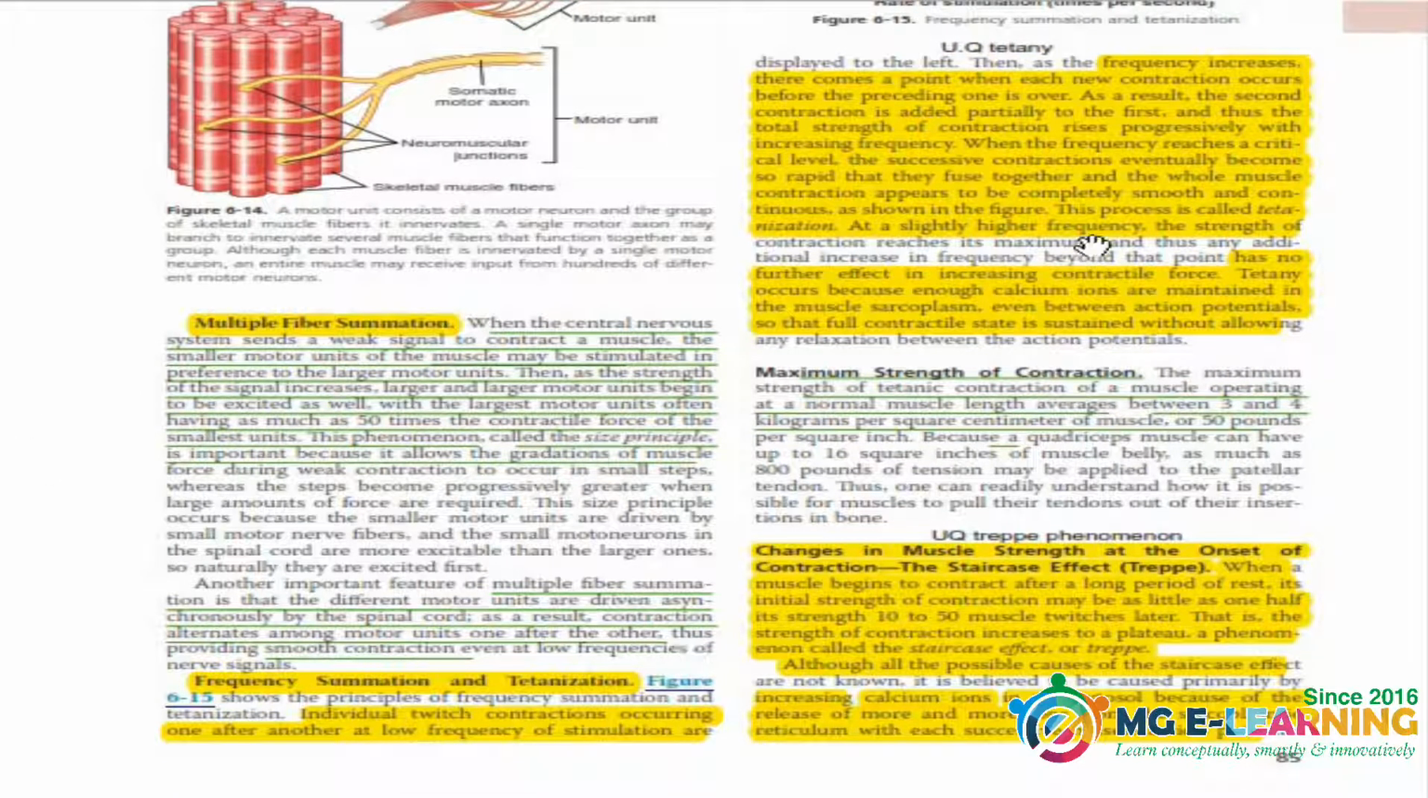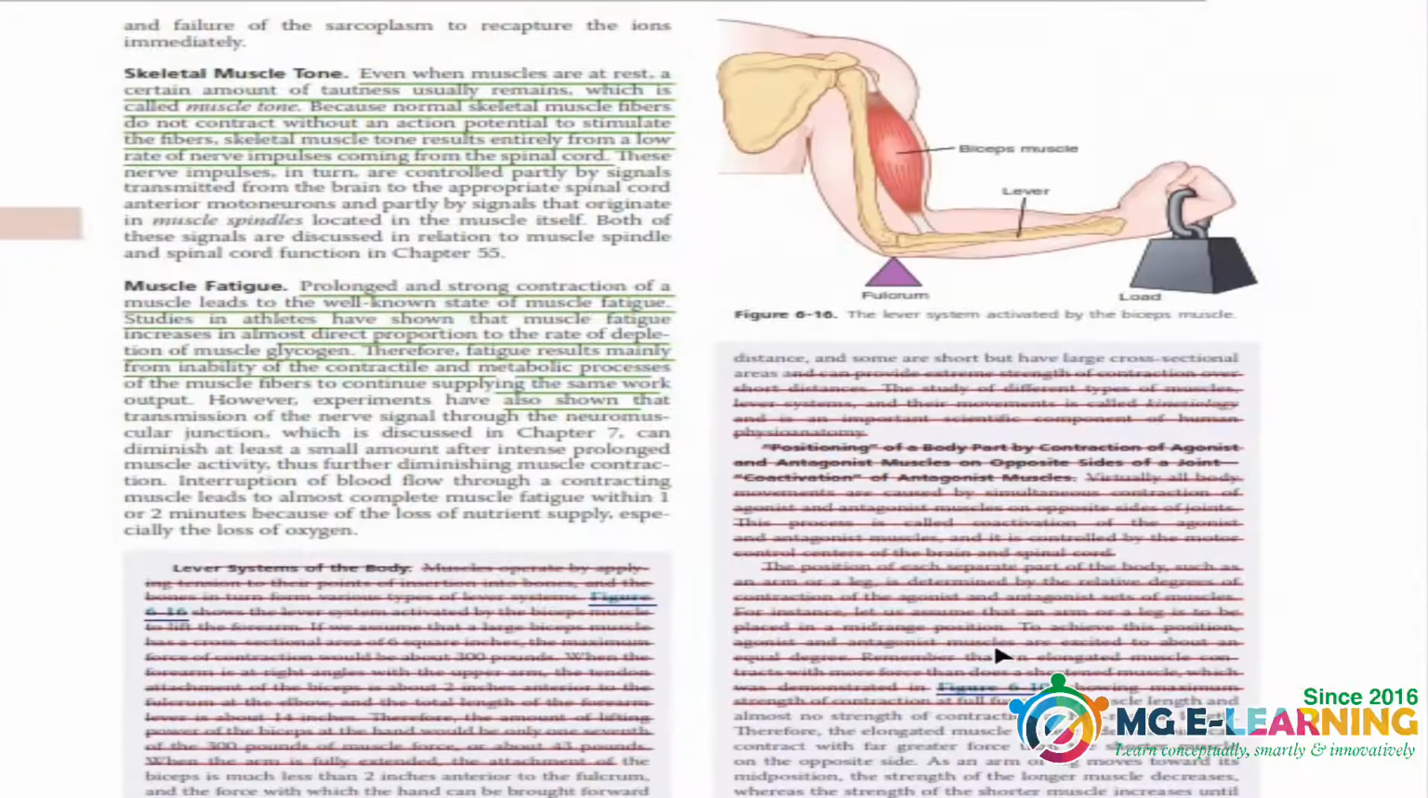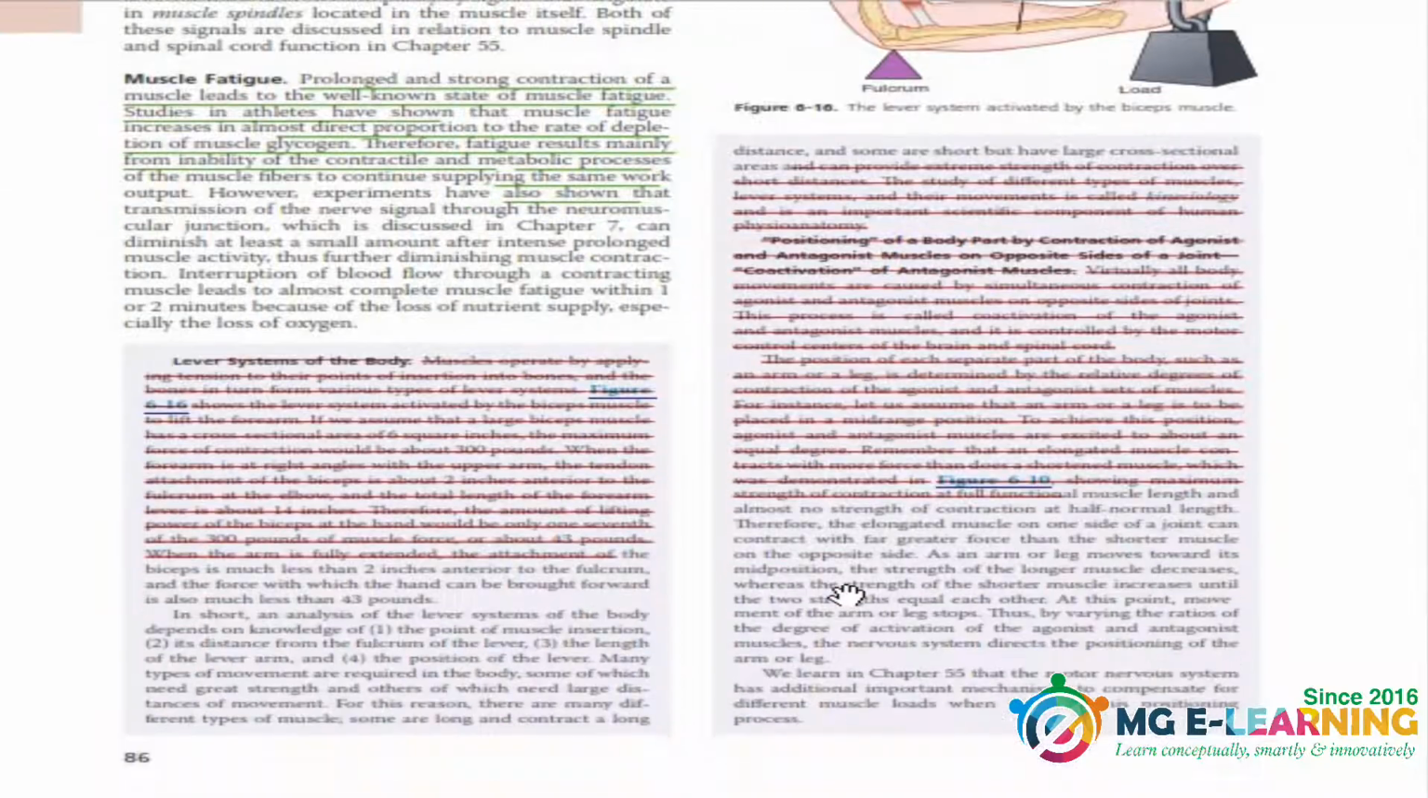The tetanization concept is in past UQ, so you need to memorize this all. The next topic, the treppe phenomenon, is also a UQ topic. This is very important. Next comes skeletal muscle tone and muscle fatigue. They both are important for concept studies, for your concepts and for Vivas. This blue box is not important, you can neglect this topic.